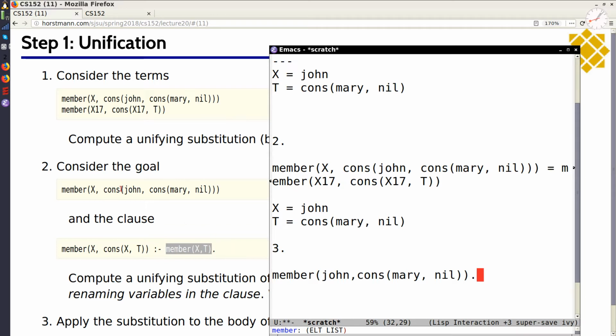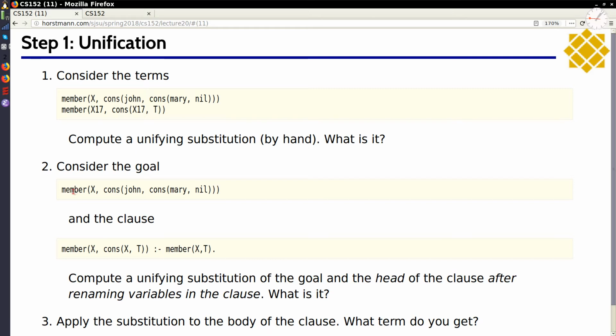So again, appreciate just how completely mechanical all of this is. I have a goal, I have a clause, and now you follow a recipe. You unify the goal and the head of the clause, and you get a substitution. You apply the substitution to all of the things that come after the colon minus. It's completely mechanical. There's no thinking or anything involved. It just follows this algorithm.